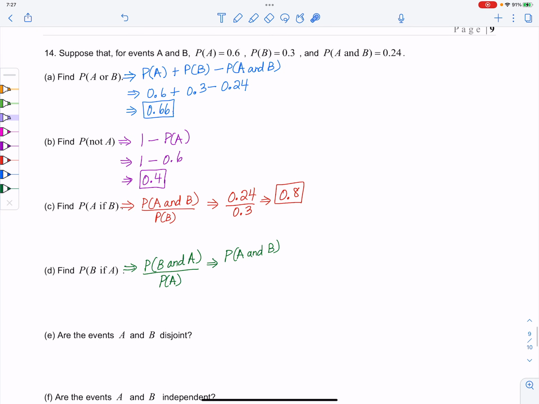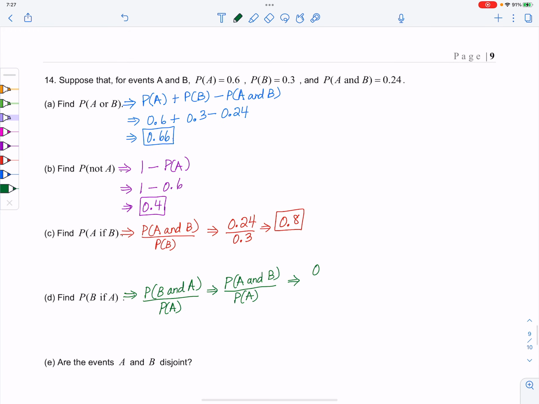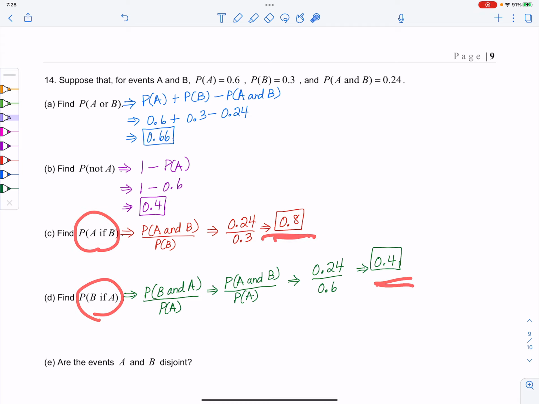So I'm going to rewrite this just so it matches our notation above, and then this is still the probability of A. So the probability of A and B is 0.24, and the probability of A is 0.6. So here I'm getting 0.4. Do you see, first of all, how important it is that you have the correct order for your probability? You have two completely different results depending on which thing is the given.